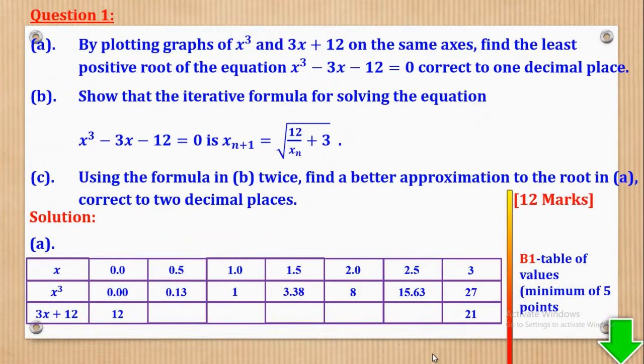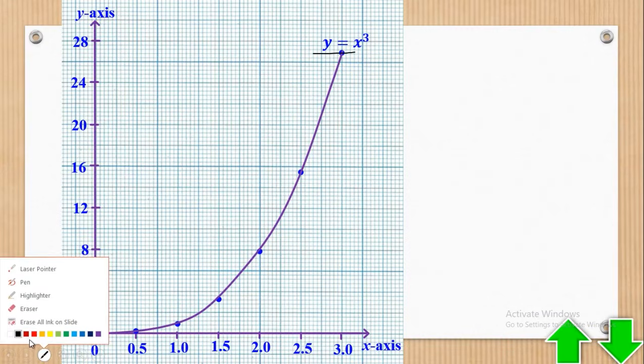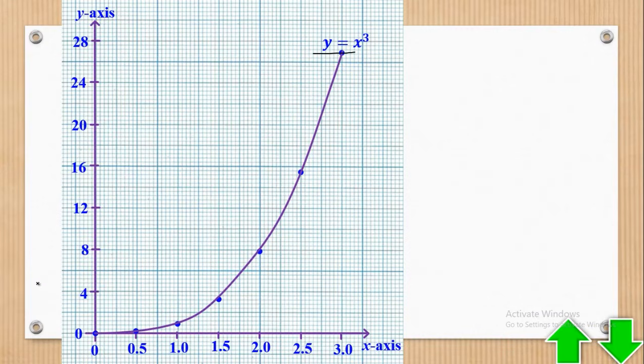So we need these 2 points, 12 and 21. So you plot when x is 0, y is that, when x is 3, y is that. So we need a ruler and draw a straight line joining those 2 points. Let's do that, and also label the line.